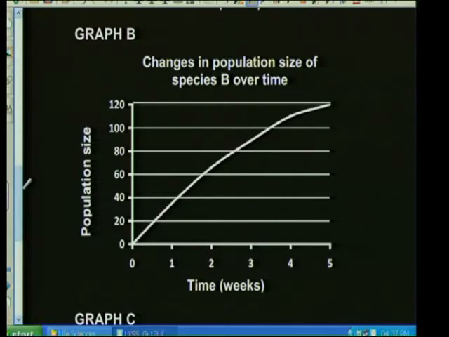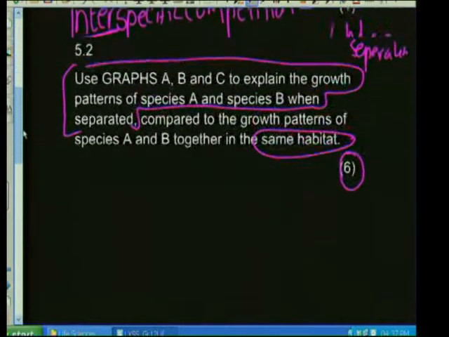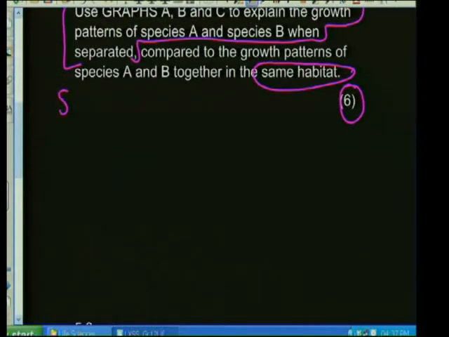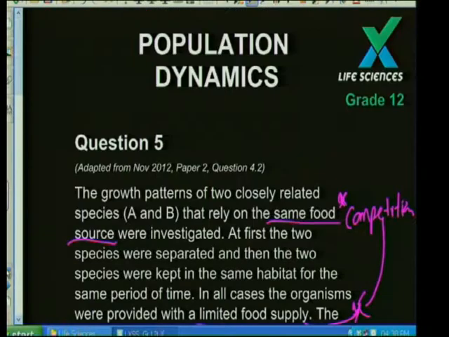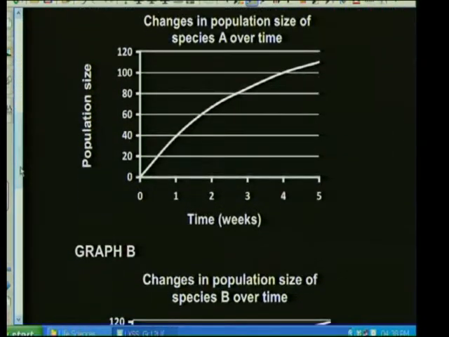So, would you notice a definite trend? Let's go and put those trends into writing. Okay. So, when they were separate, what did we notice? Both of the species, both A and B, increased in number until approximately 120. Let's go back again, the population size.